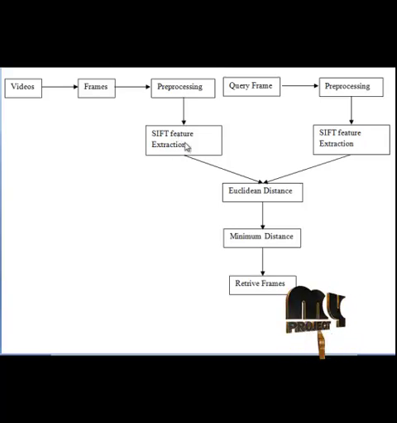Then we are extracting the SIFT feature for all the images in the database. Scale invariant feature transform is an algorithm in computer vision which detects and describes the local features in the image. It has many applications. Mainly here we are using SIFT feature to extract the edge values from the input frames. Then the query frame is pre-processed.